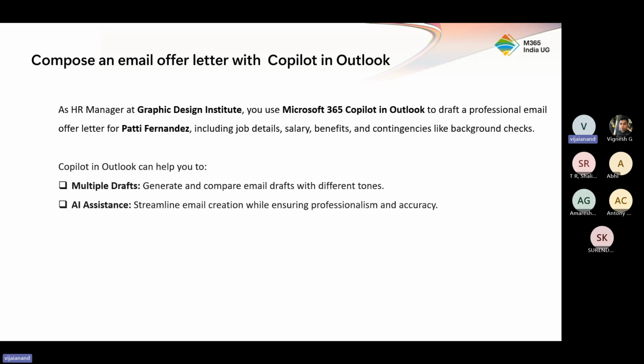So yeah, multiple drafts, as I mentioned, are among the benefits of how Copilot in Outlook can help. You can have multiple drafts, and also streamline your email creation, ensuring professionalism and accuracy, basically having the right tone and length, changing the length, and then you can send it. Okay, let's go to the next use case.